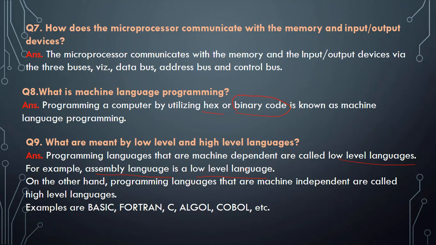On the other hand, programming languages that are not machine dependent, that is machine independent, are the high level languages, like BASIC, Fortran, C, Algol, etc. So these codes can run on many different machines.